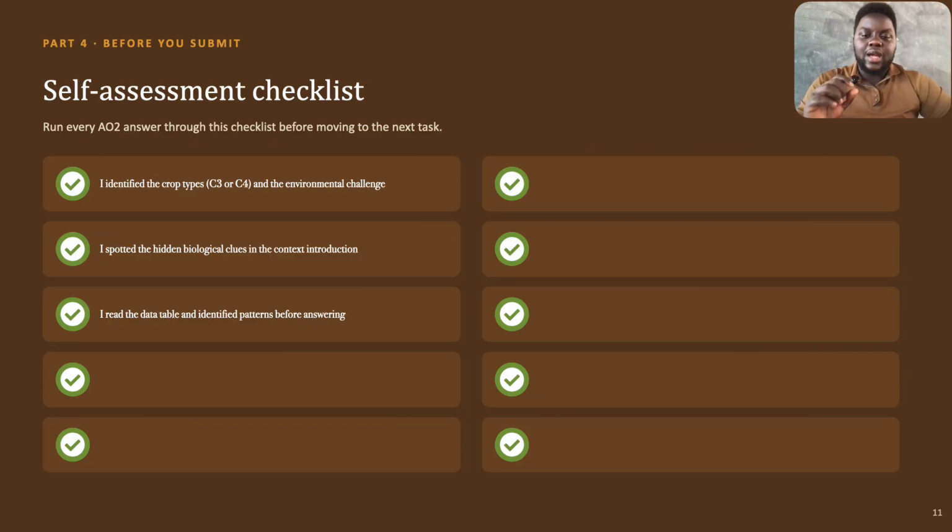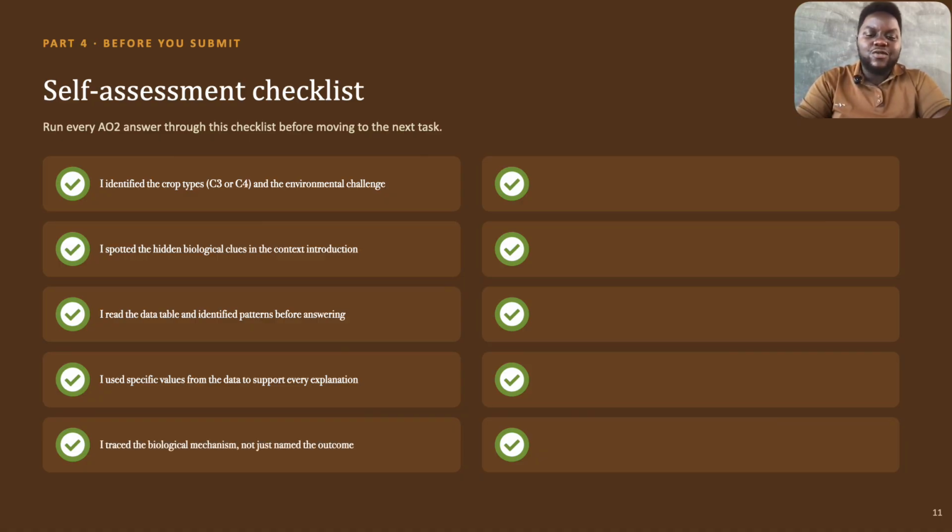Number 3, I read the data and identified the patterns before answering. Not after reading the questions. Before I read the questions, I identified the patterns. Number 4, I used specific values from the data to support every explanation. I didn't simply state vague statements like "much higher." No, I stated specific points. So instead of saying much higher, I stated 17.9 versus 6.1.